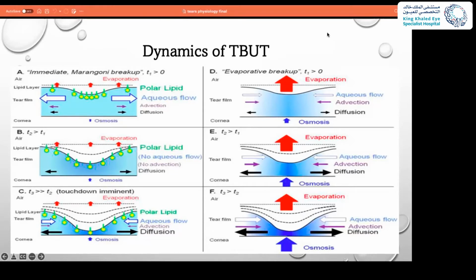And this is what happens with this test. Usually it should be more than 10 seconds; 10 to 15 seconds is normal. Less than 10 is abnormal. We'll come to the test by the end of this lecture.